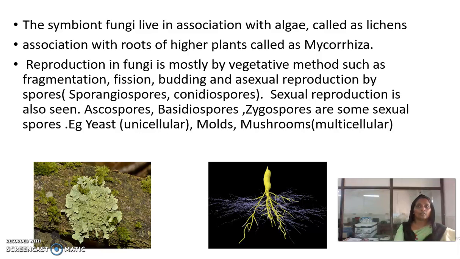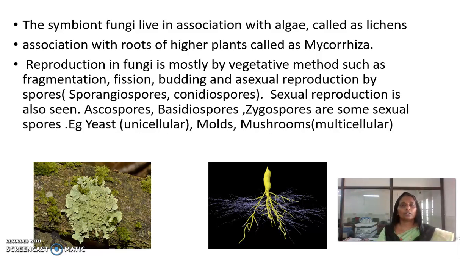That is the lichen, and we can see three types of lichens: fruticose lichen, crustose lichen, and foliose lichen are some examples of lichens. Then the association of fungi with the roots of higher plants is called Mycorrhizae. We can see Mycorrhizae outside the root, called ectomycorrhizae, and inside the root, called endomycorrhizae. Sometimes we can see ectendomycorrhizae. So we can see symbiotic associations, mainly lichens and Mycorrhizae, in the case of fungi.